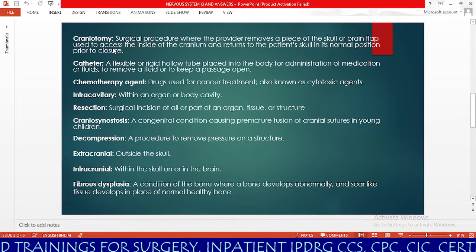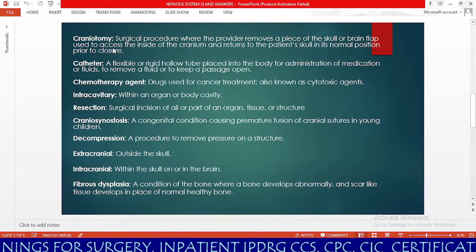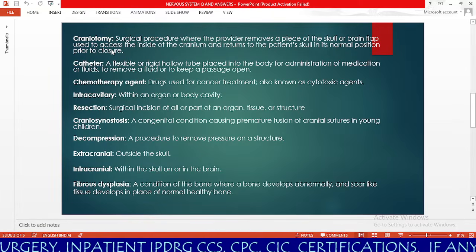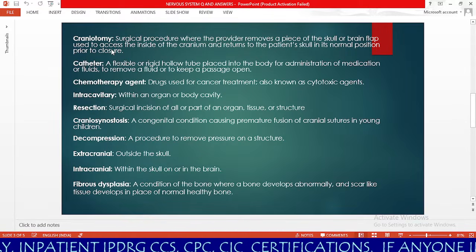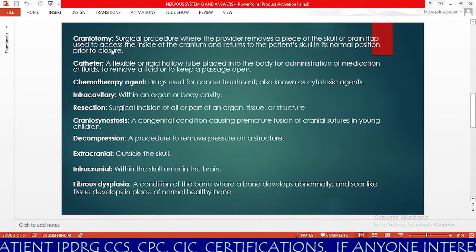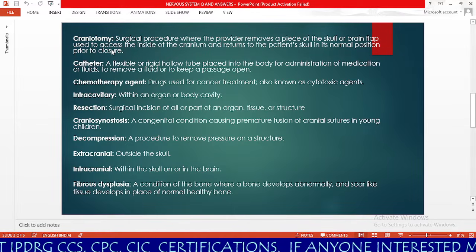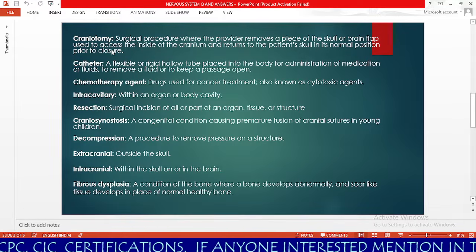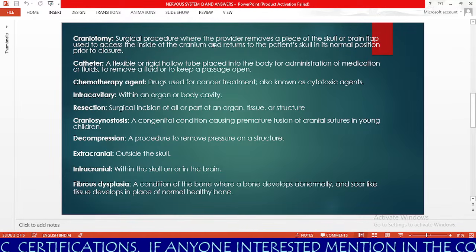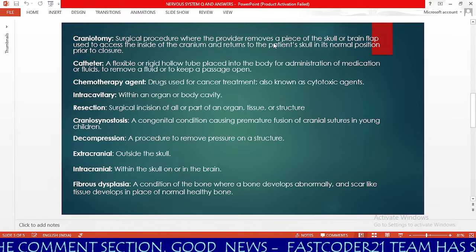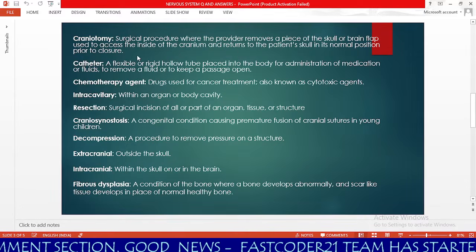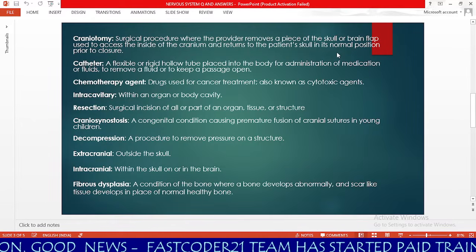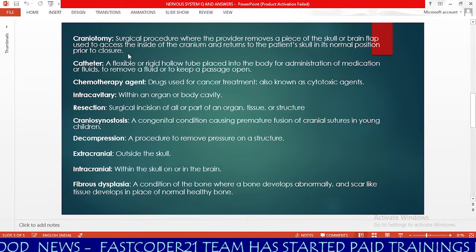Next one is craniotomy. The anatomical location for craniotomy is the same as craniectomy. In craniectomy, the physician will remove part of the skull, but here the physician will not remove anything, just perform the incision on the cranium. It is a surgical procedure where the provider removes a piece of the skull or brain flap used to access the inside of the cranium and returns the patient's skull to its normal position prior to closure.